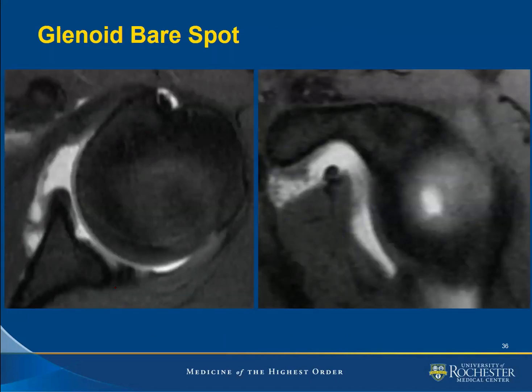Now, the normal variant to be aware of involving the inferior glenoid is this idea of a glenoid bare spot. This, for all intents and purposes on your images, will look like a small full thickness cartilage defect. However, this is not actually a cartilage defect, but a normal variant. And the way to recognize this is that if you best fit a circle to the lower half of the glenoid, the bare spot occurs directly in the center of that circle. So if you see an abnormality of the cartilage just limited to the center of the circle of the inferior glenoid, be aware that this is a normal variant and not a small full thickness cartilage defect.